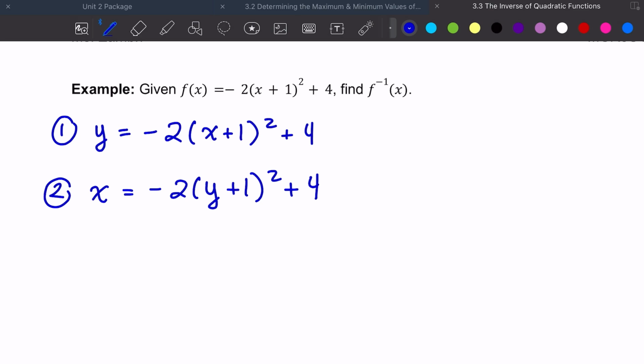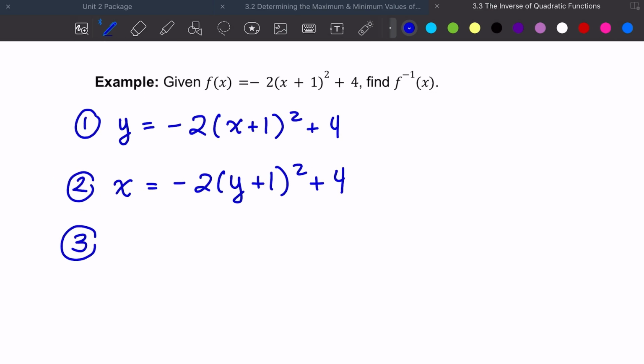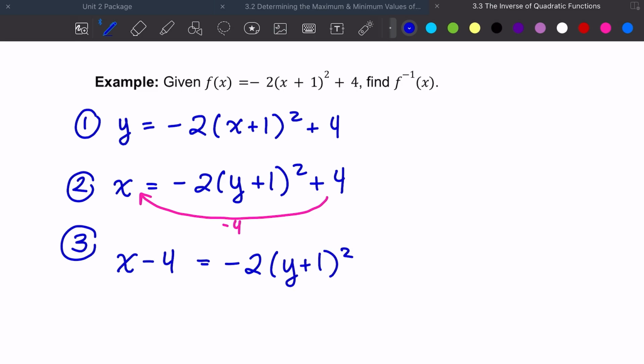Coolio? Cool. Now, we always do stuff BEDMAS way. We're going to do reverse BEDMAS, right? So usually we start with exponents. No. At the end is adding and subtracting. So we're going to move this first. You're going in reverse order. First we're going to move the constant. If you have a plus or minus anything, that's what you're going to move first. So if I move that over to the other side, this is going to be minus 4. So x minus 4 equals negative 2 times y plus 1 squared.